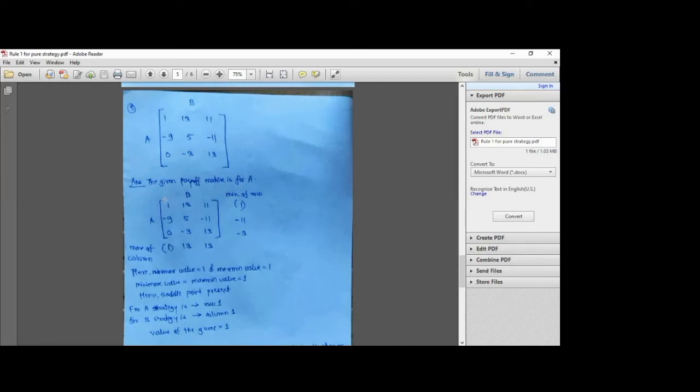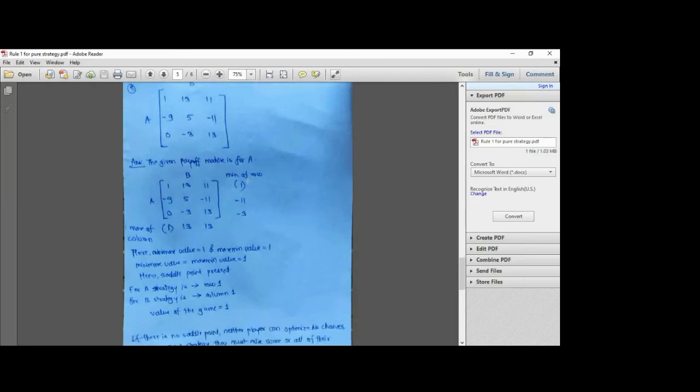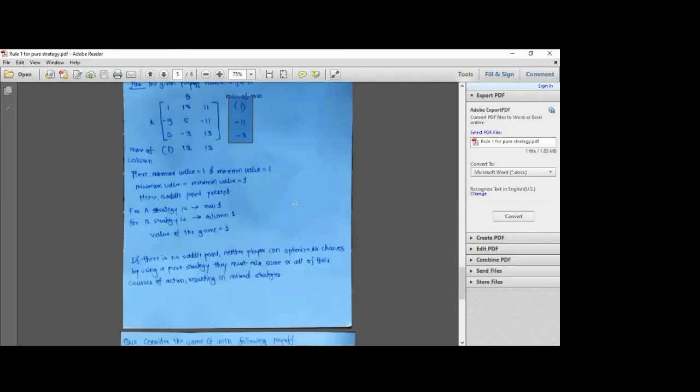Actually, we have strategy B. For the maximum values of the columns here we have identified: for column A the maximum value is 1, for column B the maximum value is 13, and for column C the maximum value is 13. So the minimax value, that is the minimum amongst these maximum values, is 1, and the maximin value is also 1. So hence there is a saddle point.